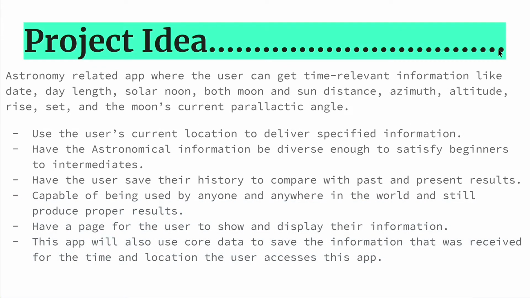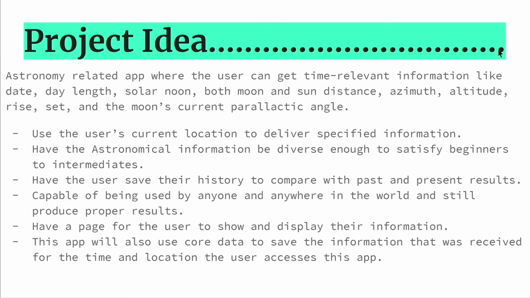The project idea was to have an astronomy-related app where the user can get real-time relevant information like date, day length, solar noon, both moon and sun, distance, azimuth, altitude, rise, set, and the moon's current parallactic angle.